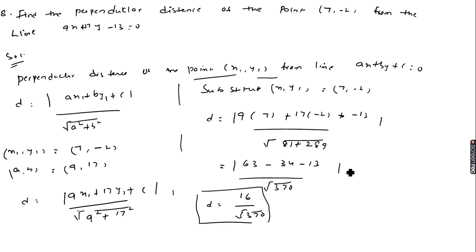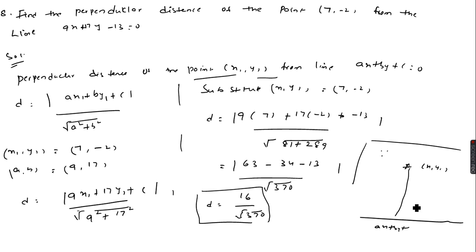Here what is the actual concept? The concept is, this is a point (x1, y1) and this is a line ax + by + c = 0. We need to find this distance d from this point to the line. That is the perpendicular distance of the point (x1, y1) from the line ax + by + c = 0. What is the formula? The formula is d equal to modulus of (ax1 + by1 + c) by root of a square plus b square.